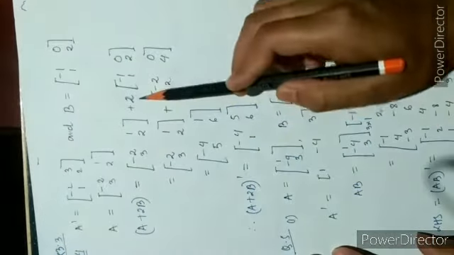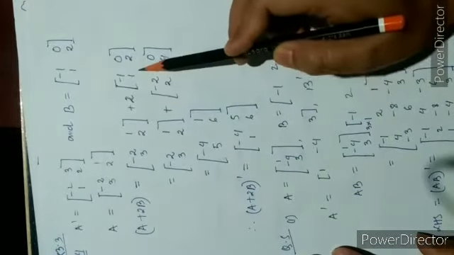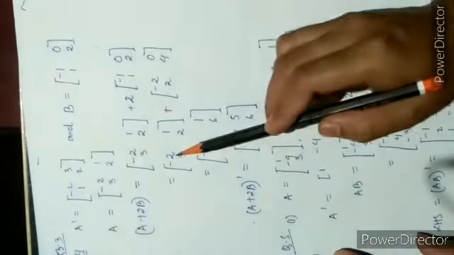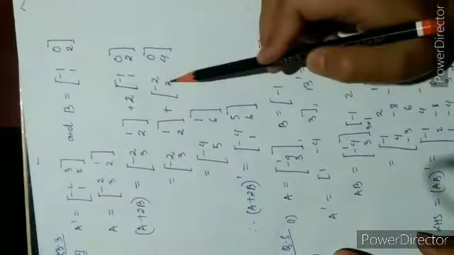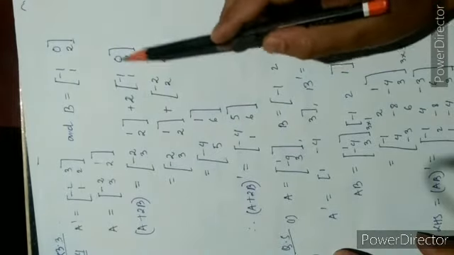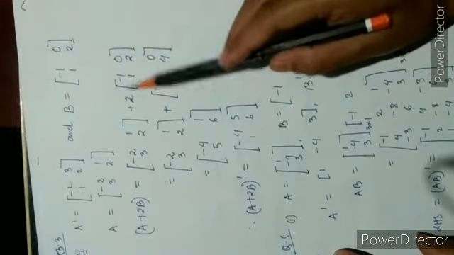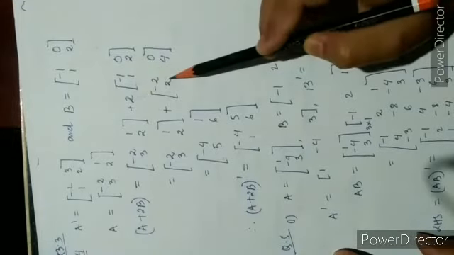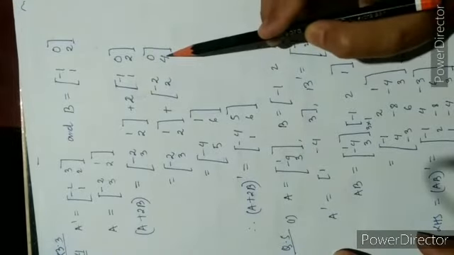Write matrix A plus 2, where 2 is a scalar, and write all the elements of the matrix B: minus 1, 0, 1, 2. Matrix A is minus 2, 1, 3, 2. Multiply just in a row; all these elements would be multiplied by 2. 2 into minus 1 is minus 2. 2 into 0 is 0. 2 into 1 is plus 2. 2 into 2 is equal to 4.